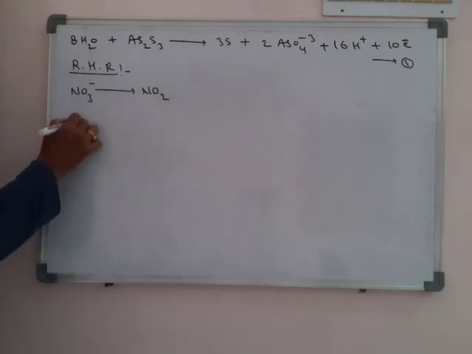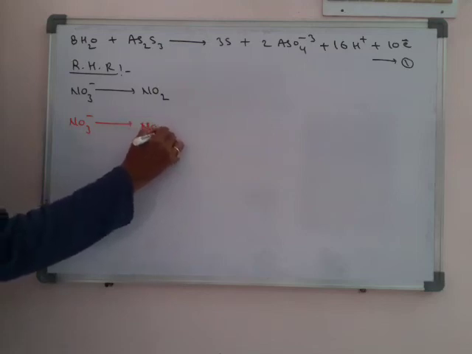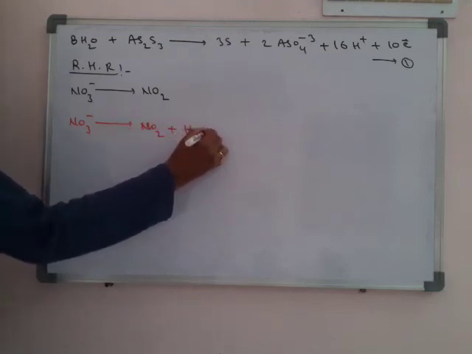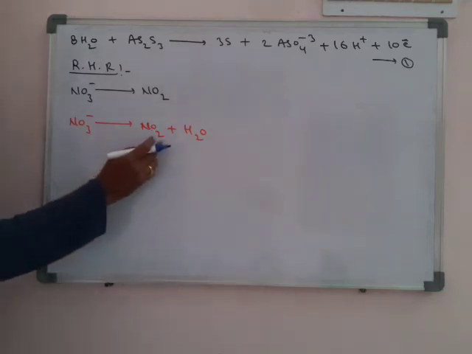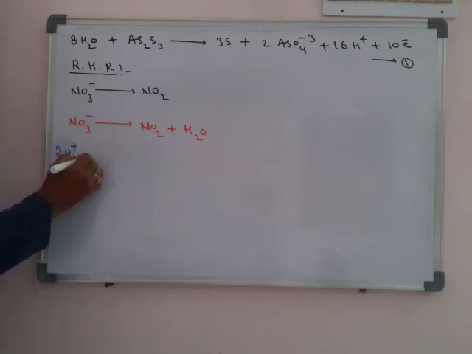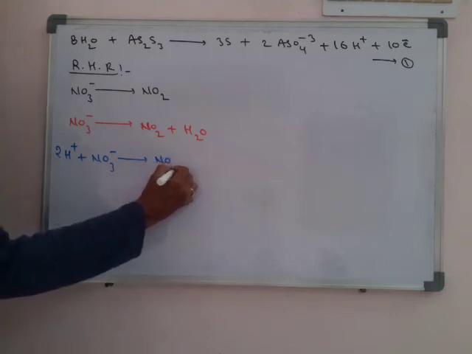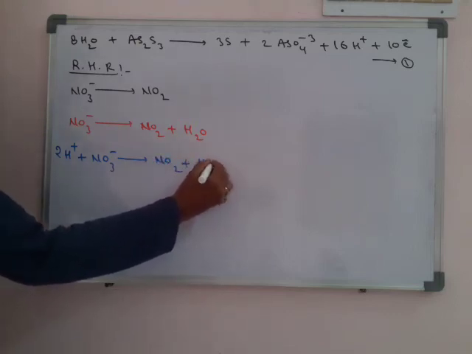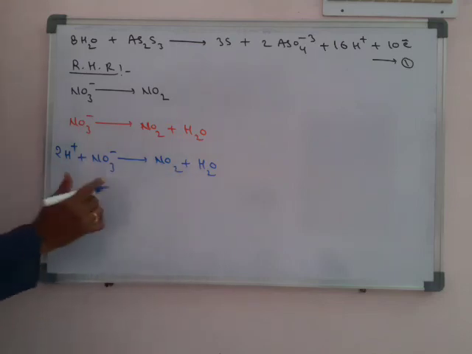Add the required number of H2Os. NO3 minus to NO2 has 1 less oxygen, so 1 H2O. Next balance the hydrogens. Add the required number of H plus ions where the hydrogens are less. Here total hydrogens 2, here no hydrogens, so simply add 2 H plus. See 2 hydrogens, 3 oxygens, 3 oxygens, balanced.